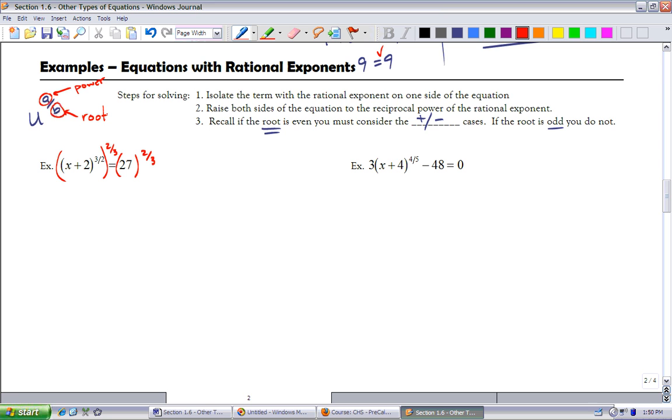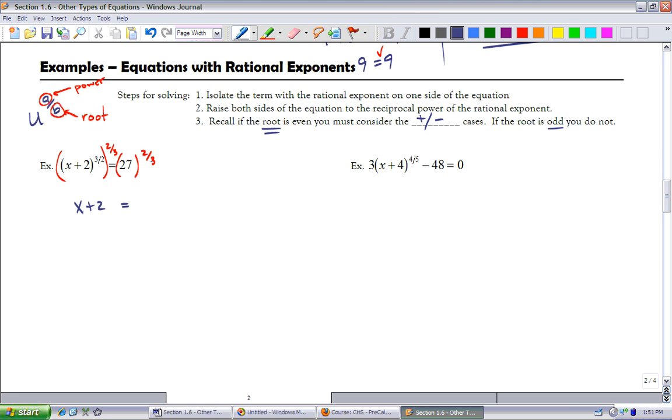Okay? So what's going to happen here is these all cancel out, leaving you with 1, because when you have exponents in that position, you multiply them, and 3/2 times 2/3 is 1. So you're going to end up with x plus 2 to the first power, which is x plus 2, equals 27 to the 3/2 power.